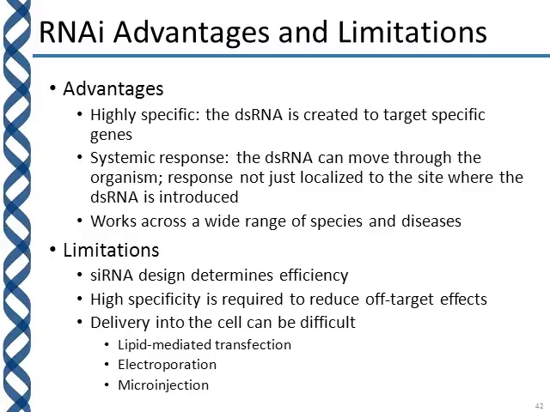So, what are the advantages and limitations of RNA interference? Well, the advantages are it is highly specific. The double-stranded RNA is created to target a specific gene. The systemic response, the double-stranded RNA can move through the organism. The response is not just localized to the site where the siRNA, the double-stranded RNA, is introduced. And it works across a wide range of species and disease.